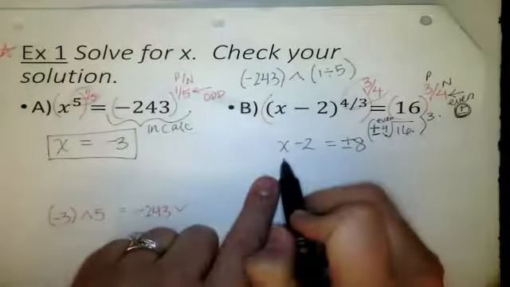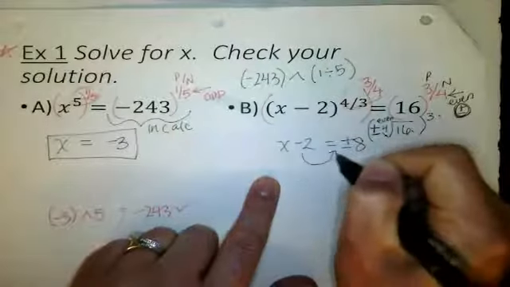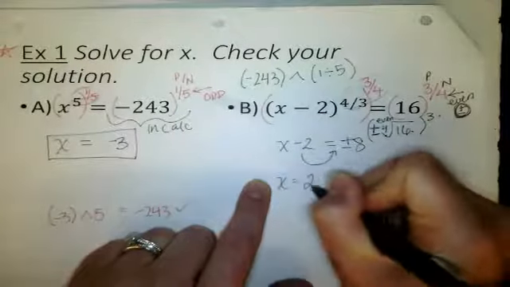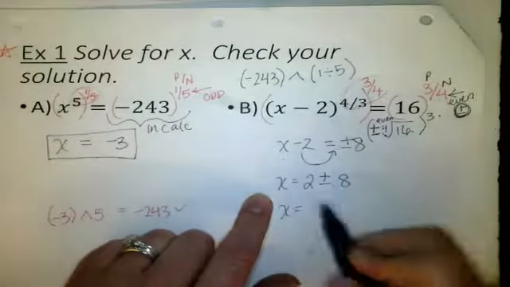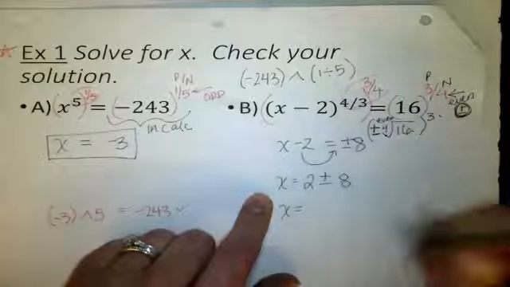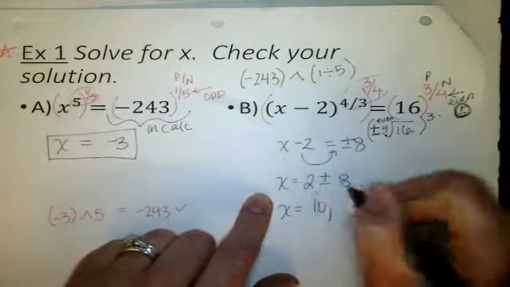All right, I need to get x by itself. What do we need to do? Add the 2 over. So that's going to give me 2 plus or minus 8, which then I need to figure out. What is 2 plus 8? 10, and 2 minus 8.